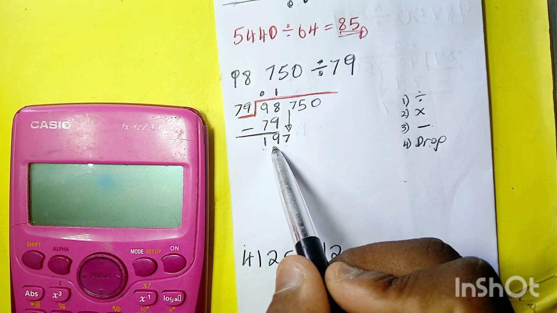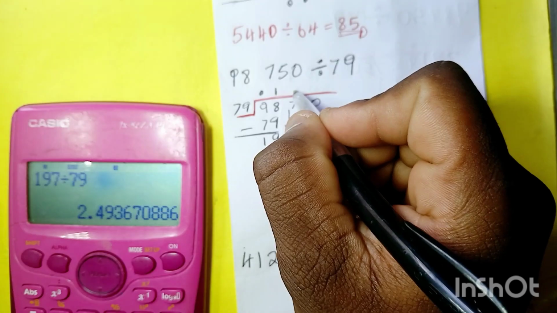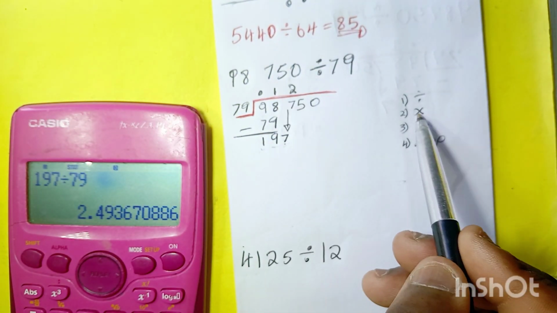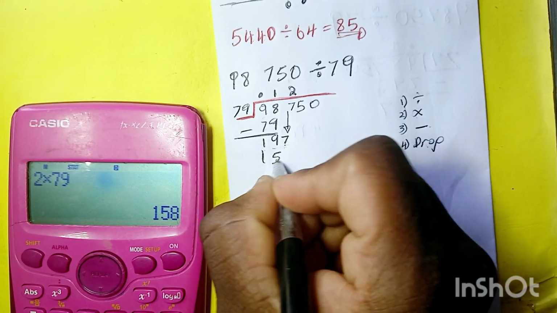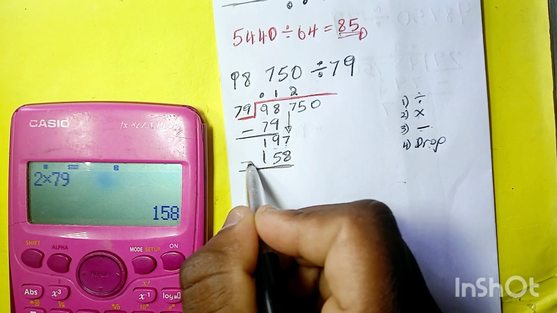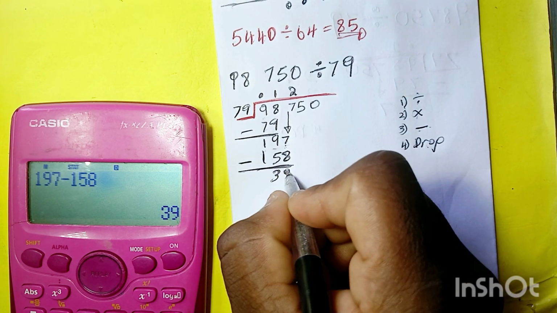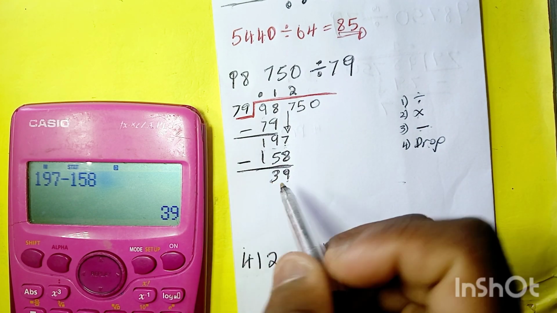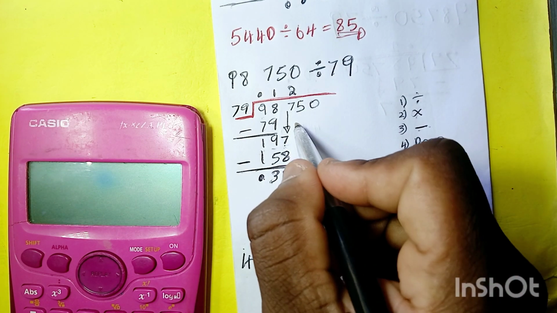I say 197 divided by 79. Here I got 2, something. I'll write that 2 here, then say 2 multiplied by 79. This is the answer that I got. After I multiply, I subtract. Before I subtract, I underline. Then I subtract my numbers: 197 subtract 158. Here I will say 9 and 3. Remember guys, when you write your number, you start here, say 9 and 3. And here it will be a dot, because 1 subtract 1 is 0. So now you drop.